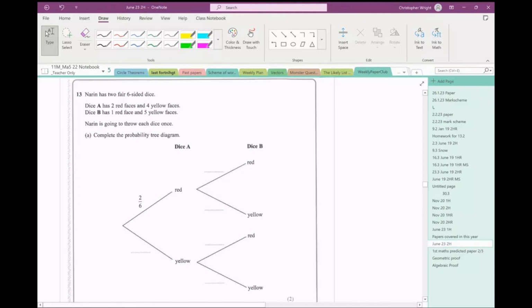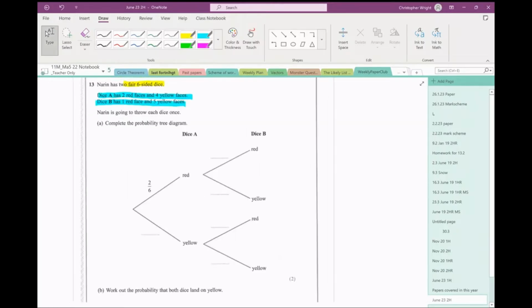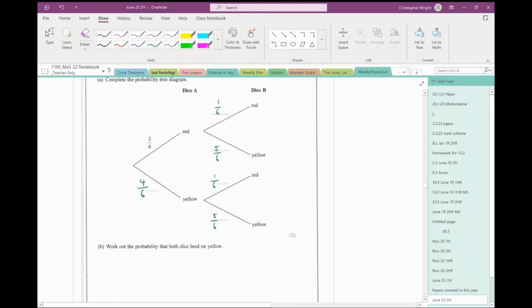Question 13. We've got 2 fair 6-sided dice. Dice A has 2 red and 4 yellow, and dice B has 1 red and 5 yellow. We're going to throw each dice once, complete the probability tree diagram. Well, dice A, the probability of getting a red is 2/6, and the probability of getting a yellow is 4/6. Dice B, the probability of getting a red is 1/6, and the probability of getting yellow is 5/6. Okay, that's the probability tree diagram complete.